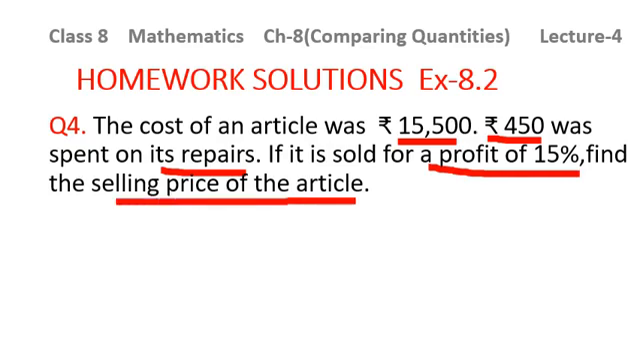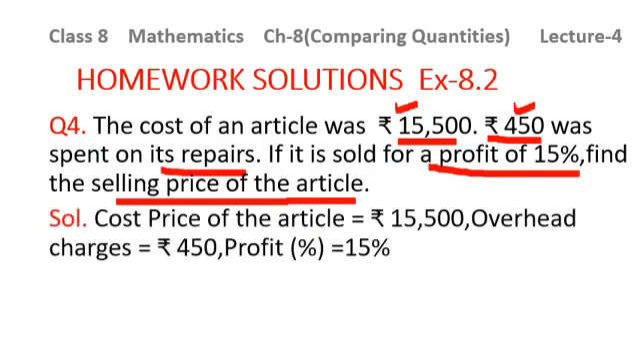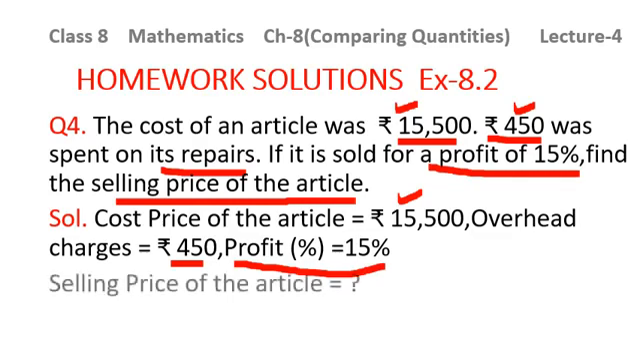Children, as we have discussed, the amount which is spent on repairs, transportation, insurance, etc., is known as overhead expenses or overheads, and this amount is to be added to the cost price. Okay, so let us see the solution. Cost price of the article is 15,500 and overhead charges are rupees 450. Profit percent is given as 15%. Then we need to find the selling price of the article.